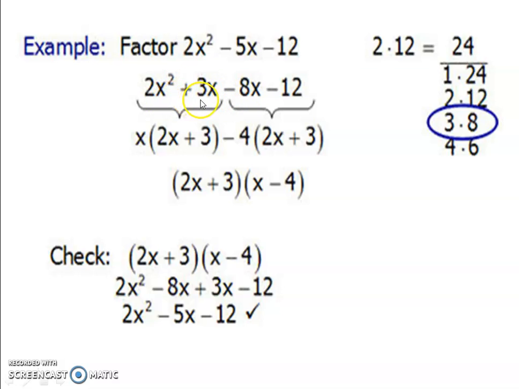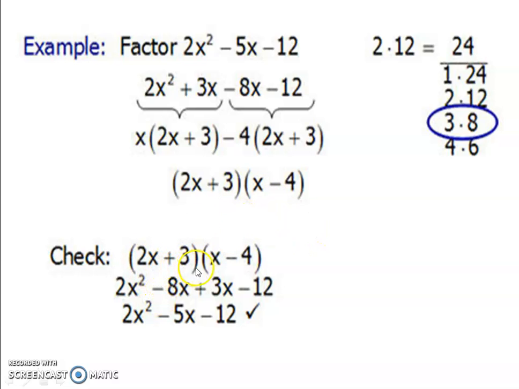So 2x² + 3x − 8x − 12. Here we take x common, so we derive 2x + 3. We need the same bracket here, so we take −4 common. −8x divided by −4 gives 2x, and −12 divided by −4 is exactly 3. So we derive x − 4 as the second factor and 2x + 3 as the first factor. We have to check by cross multiplication.